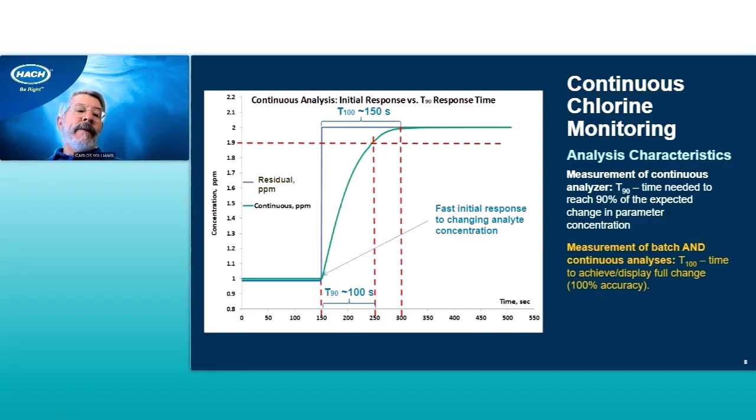You notice that the T90 is about 100 seconds. That means to get to 90% of the chlorine concentration. And again, we're looking at continuous chlorine monitoring. This is just the amperometric sensor. This is not the colorimetric style of analyzer right now. So we get to the T90 at about 100 seconds, and we get to the T100 at about 150 seconds.